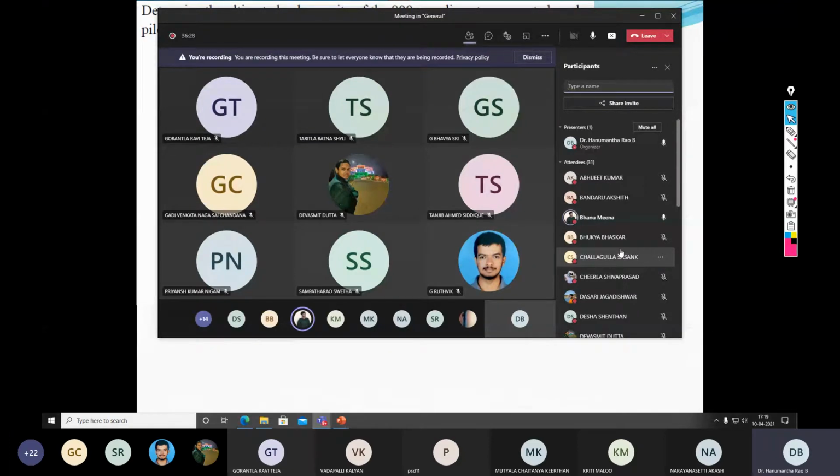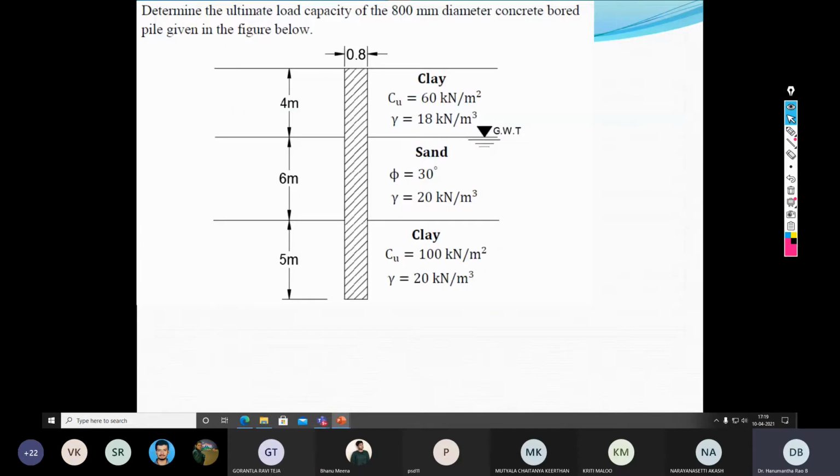Yes, sir. Could you please answer my query? Actually, I didn't hear properly what was happening. See, this is the pile. It is embedded in or passing through three layers: clay, sand, and again clay. So when it is asked to determine the pile load capacity, what are all the different components that should be determined?